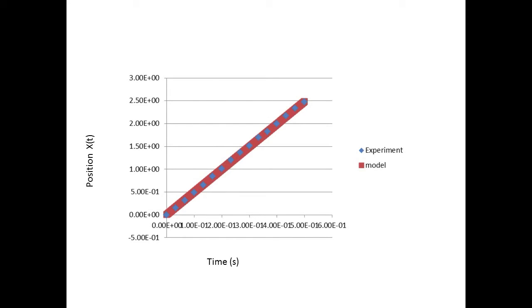I plotted the model data and the experiment tracker data on the same graph in order to compare them. The data I collected from my observation using the tracker video is shown by the blue diamonds, and the model data is shown by the red line. The graphs show position versus time, and as you can see, the two lines have the same trend.